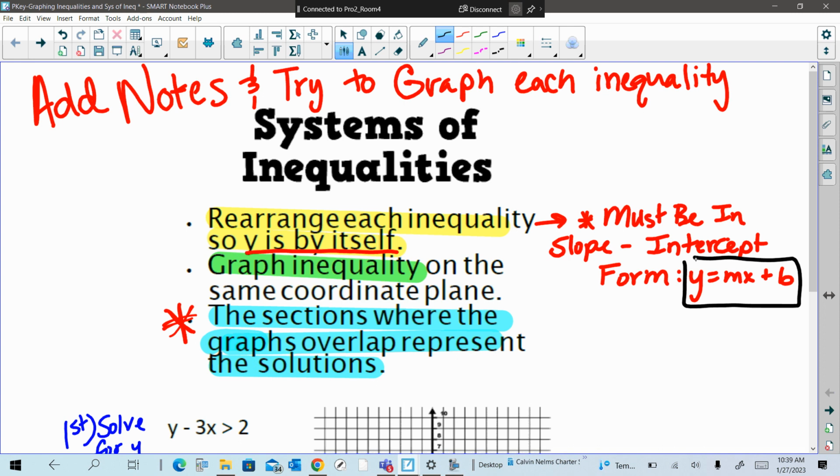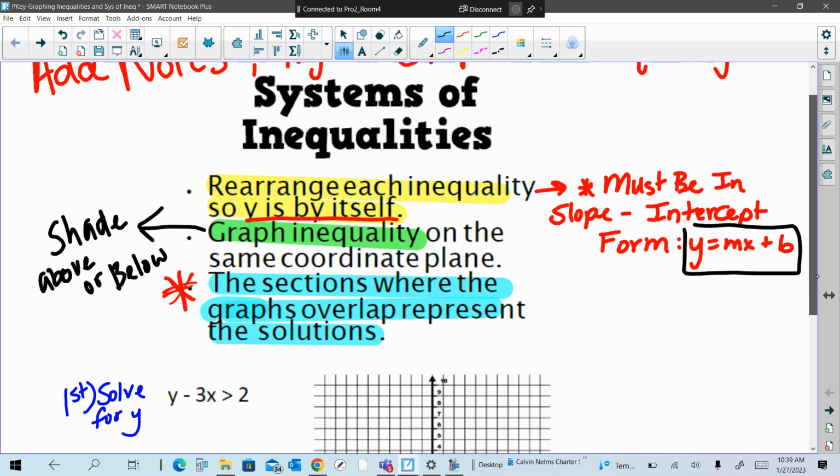So whenever we're graphing, I'm just going to put a little side note over here. That's when we're going to have to shade above or below, depending on the inequality that's in your problem. I'll scroll up. Okay.